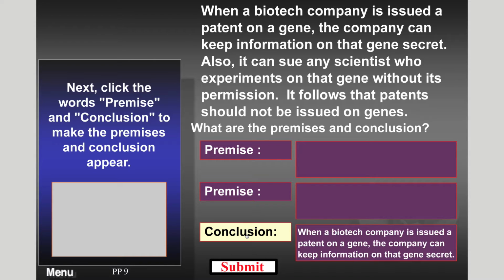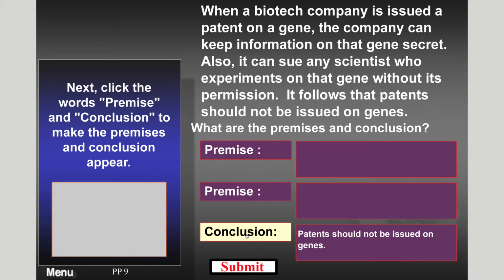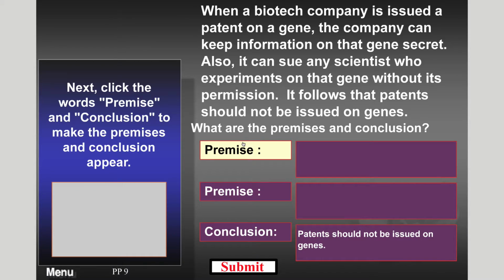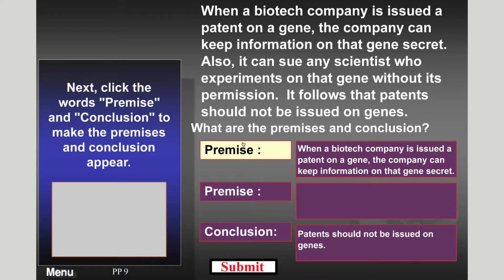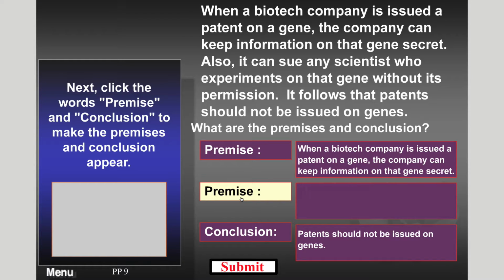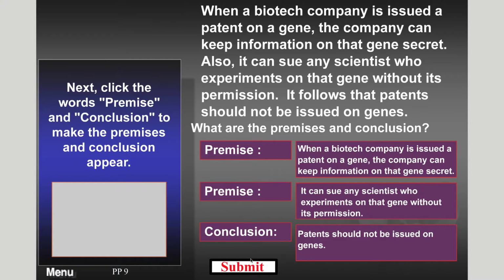So let's go to that conclusion. Patents should not be issued on genes. Why? When a biotech is issued a patent on a gene, the company can keep the information secret. It can sue any scientist who experiments on that gene without its permission. Therefore, patents should not be issued on genes. And this has been a huge argument, for example, in biomedical ethics.